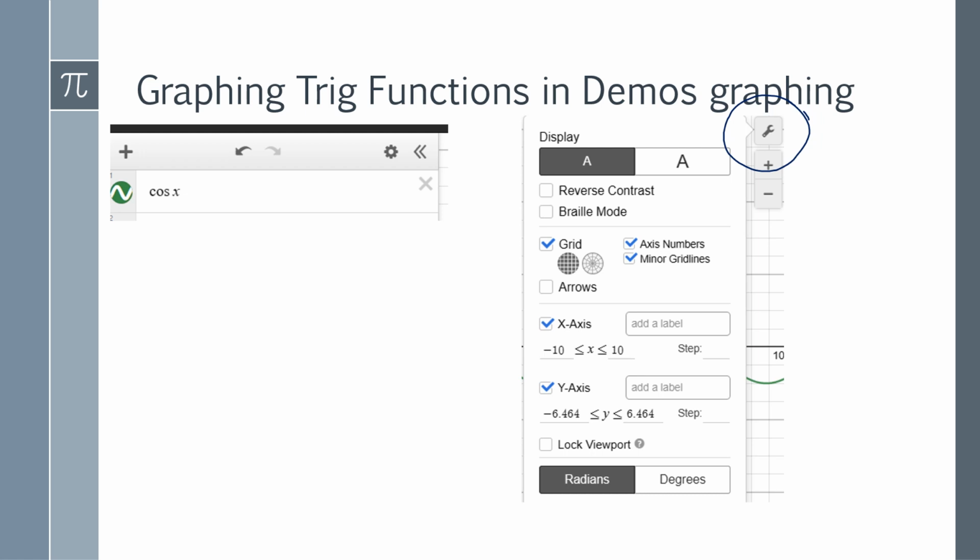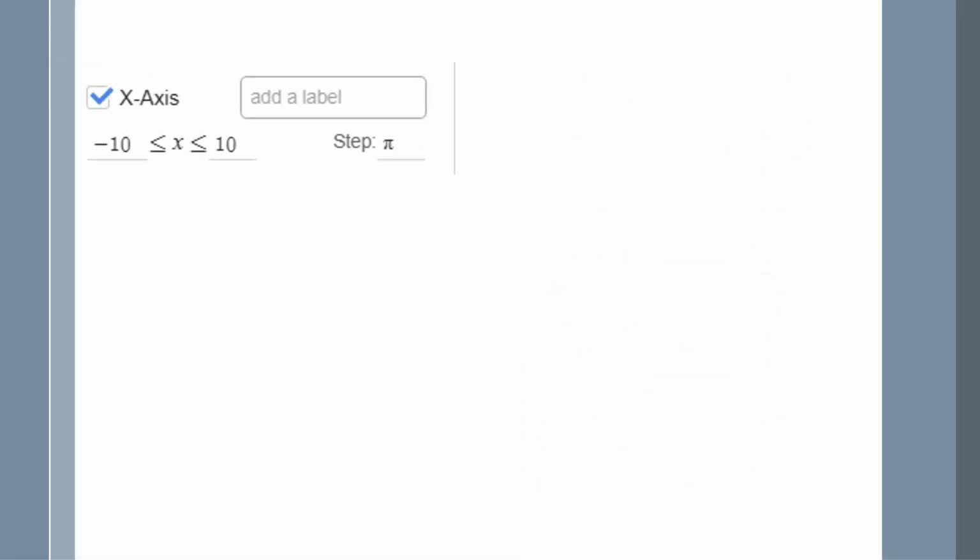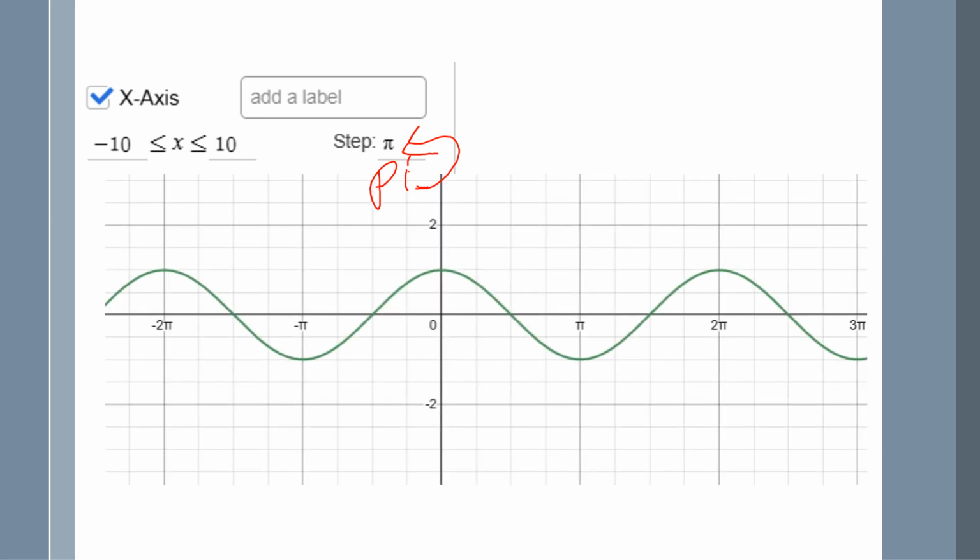Once you are there, I need for you to do the following. You're going to see a bunch of stuff. Get to that x-axis. And when you see the word step, type in PI. And when you type in those two letters, you're going to get the notation pi. And when you see that notation pi, your graph will look like this. All right? Just like that.